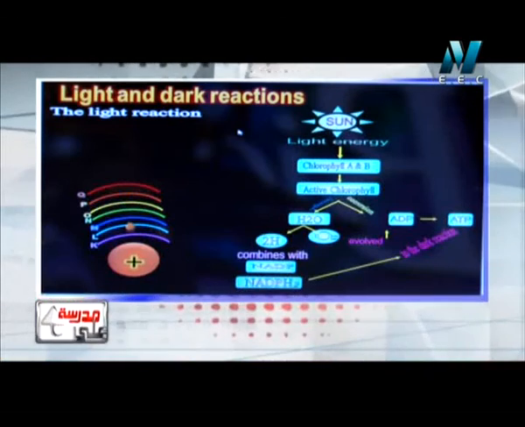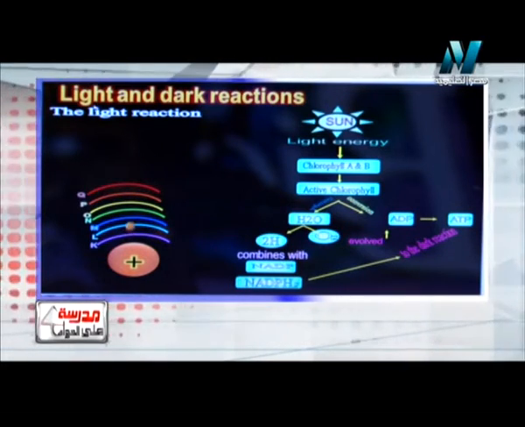The other part of the energy is used to change ADP, or adenosine diphosphate, into ATP, which is called adenosine triphosphate. So the two compounds formed as a result of the light reaction are NADPH2 and ATP. They move from the grana surface to the stroma. The light reaction takes place on the grana surface, where the limiting factor is the light. But the dark reaction takes place in the stroma, where temperature is the limiting factor. The NADPH2 and ATP move from the grana to the stroma and the dark reaction starts there.